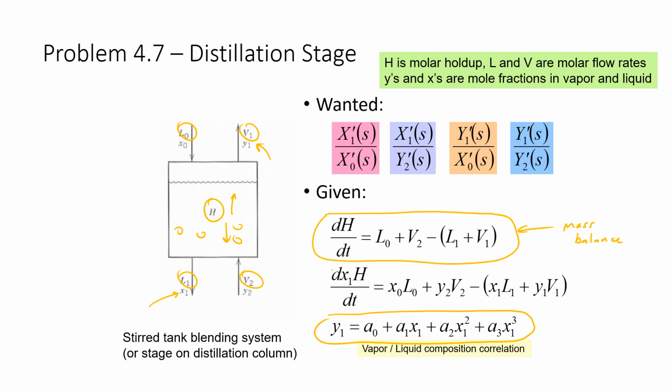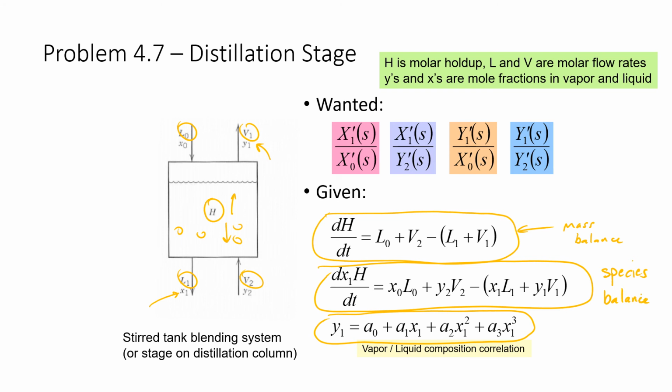and then we also have a species balance right here. So this one is relating the holdup times the mole fraction of the liquid. That's going to be the majority of the moles in the holdup, and then we have our inlet and another inlet right here, the liquid and vapor inlets, and then we also have the liquid outlet and the vapor outlet. So that's just a species balance for this system.